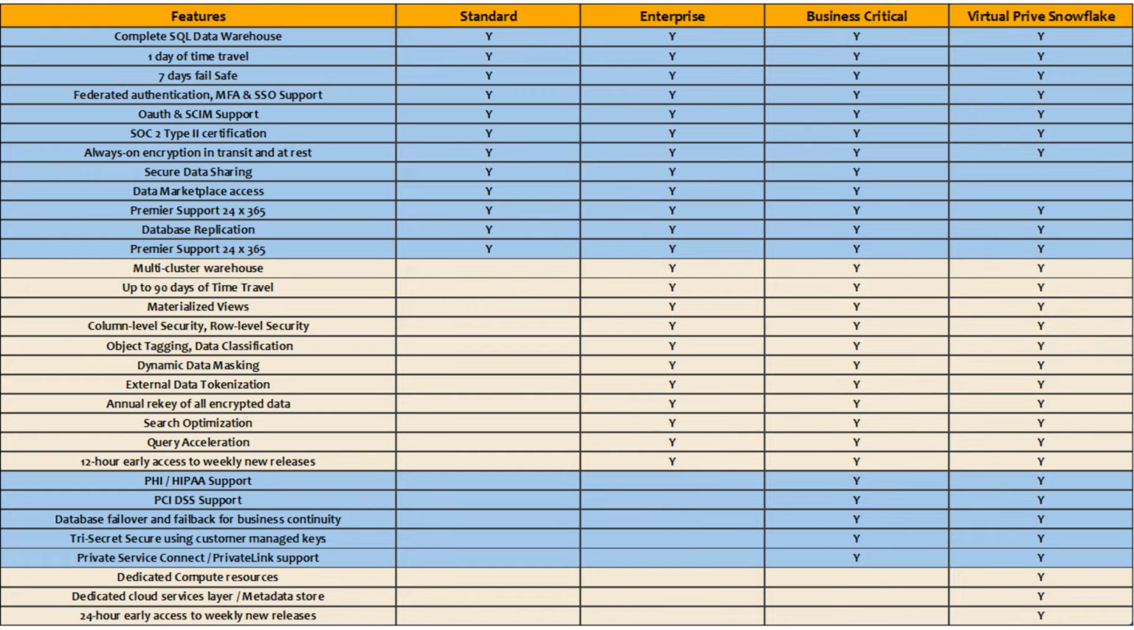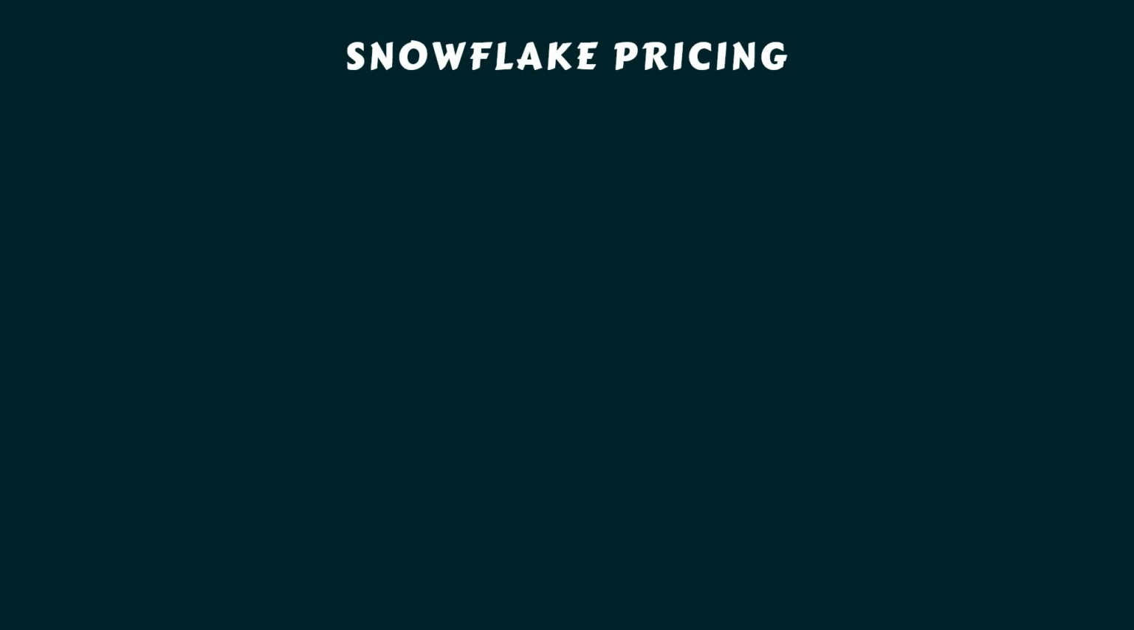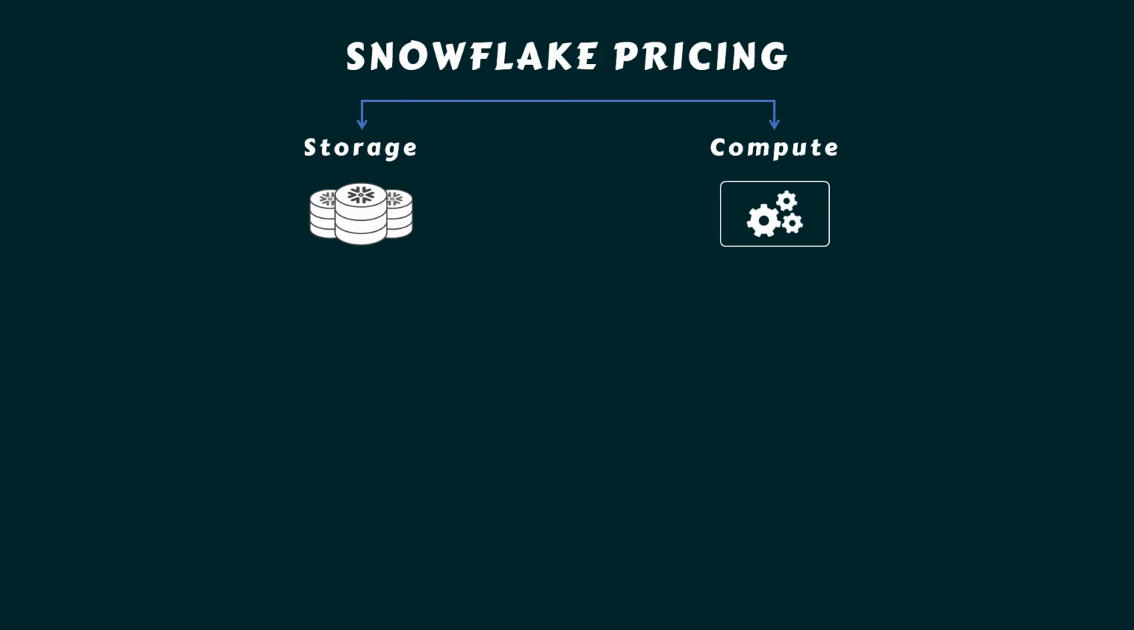Now that we've gained a good understanding of the editions, let's shift our focus to Snowflake's pricing model. Snowflake primarily charges customers under 2 categories: data storage and compute. The storage cost in Snowflake covers data stored across various objects, including stages, database tables, and historical data stored to support features such as time travel and failsafe.